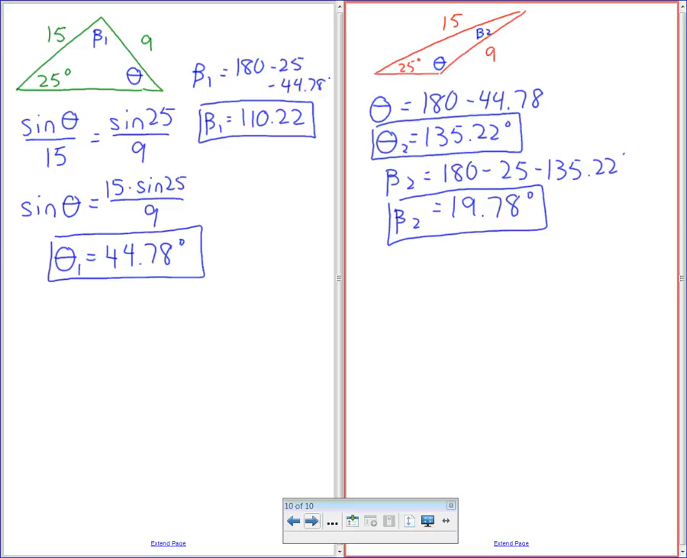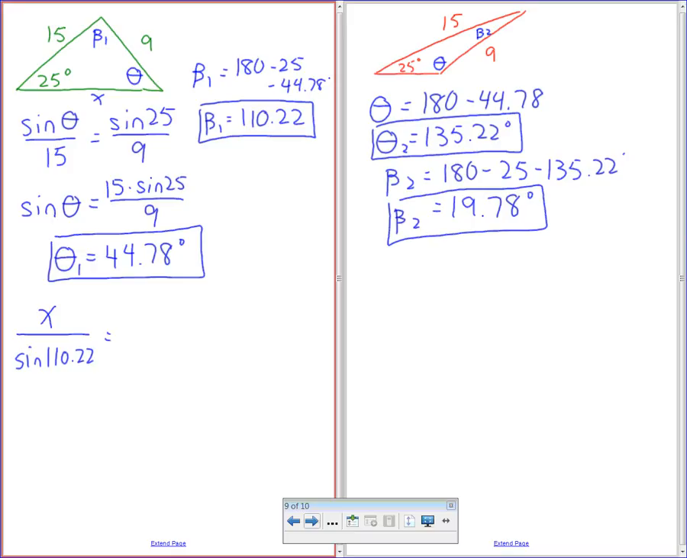All right, Noah, on the left-hand side, how do we solve for x? Yeah, I'm going to always start with x in the top left. That'll work too, but just less work here. So I'm going to do x all over sine 110.22. I'm going to use 9 over sine 25, I think, just because I have both, those are both fixed numbers.